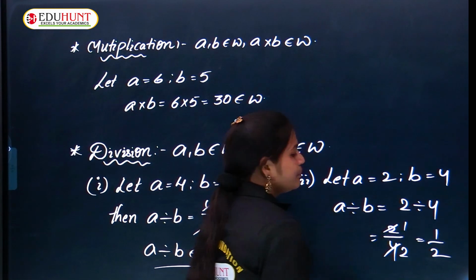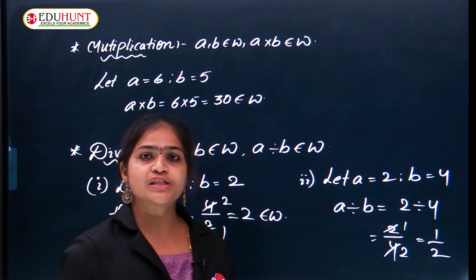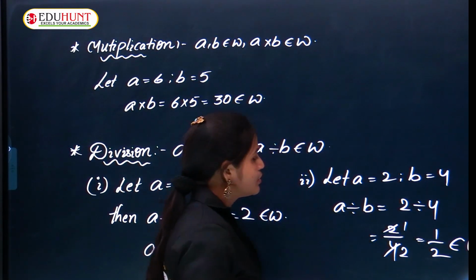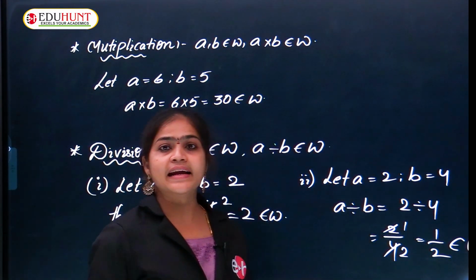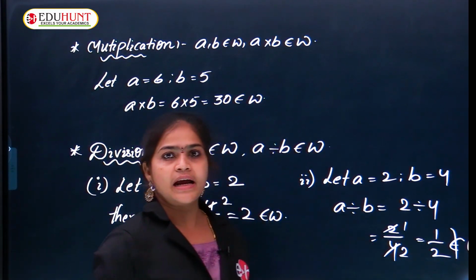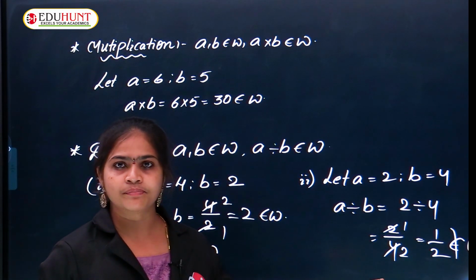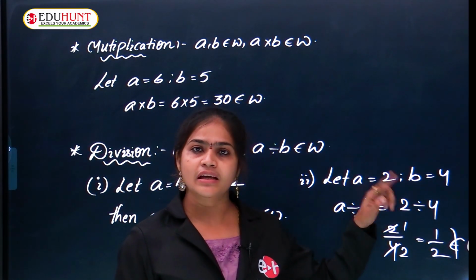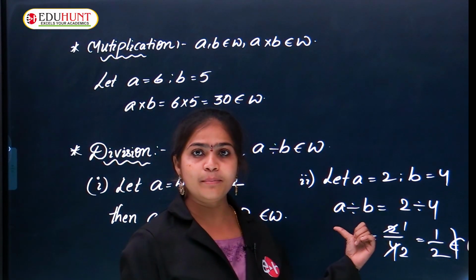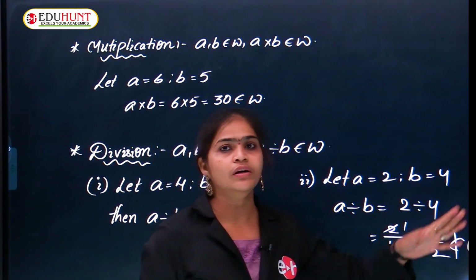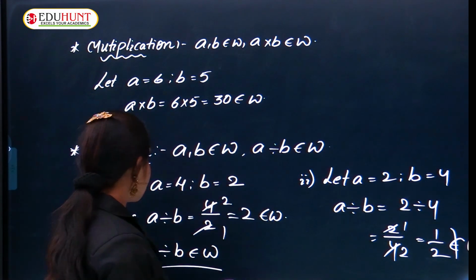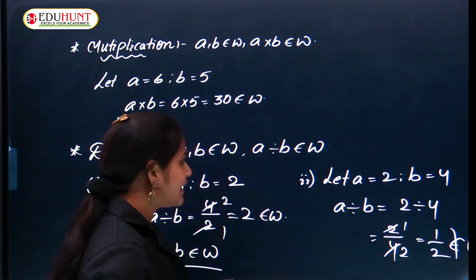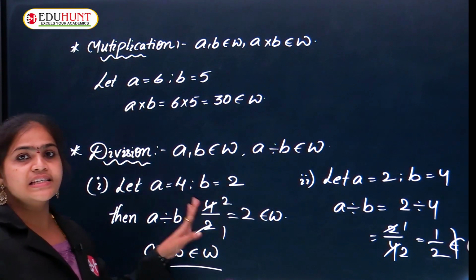Finally, what is the answer? 1 by 2. 1 by 2 means which kind of number here? Whole number only, no? Does 1 by 2 belong to whole numbers? Sorry, does 1 by 2 belong to whole numbers? It does not belong to whole numbers. Understood? Why? Because 1 by 2 is a fraction. That's why 1 by 2 belongs to rational numbers, not whole numbers. But here we need to get a whole number, no? That's why 1 by 2 does not belong to whole numbers. Understood? So in one case it is satisfying, in one case it is not satisfying. In that case, we can say division also does not satisfy.